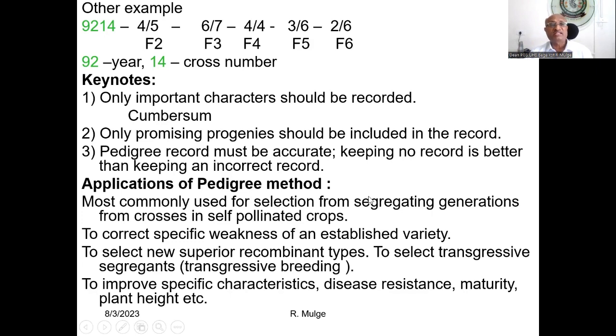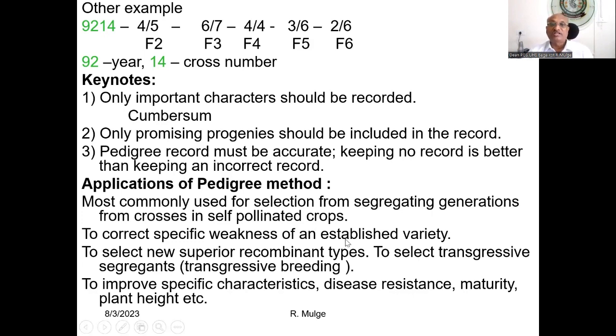Where can this pedigree method be applied? It is most commonly used for selection from the segregating generations from a cross in self-pollinated crops. And it can be used to correct a specific weakness of an established variety, where you can use it as one of the parents and go for pedigree selection. And to select new superior recombinant types, to select the transgressive segregants, that means you can expect progeny falling outside the range of the parents.